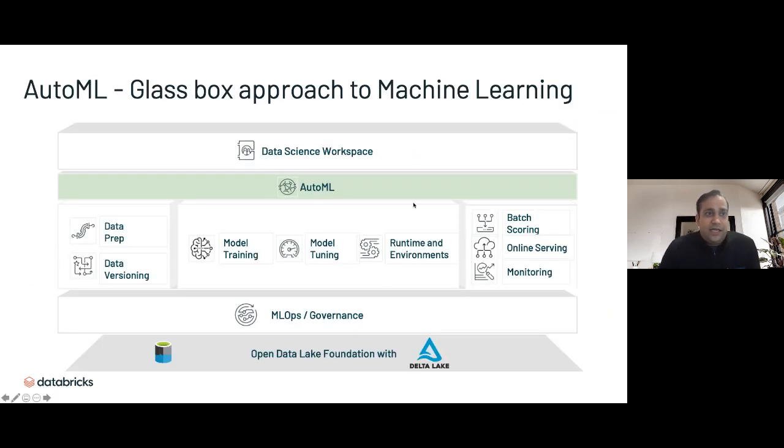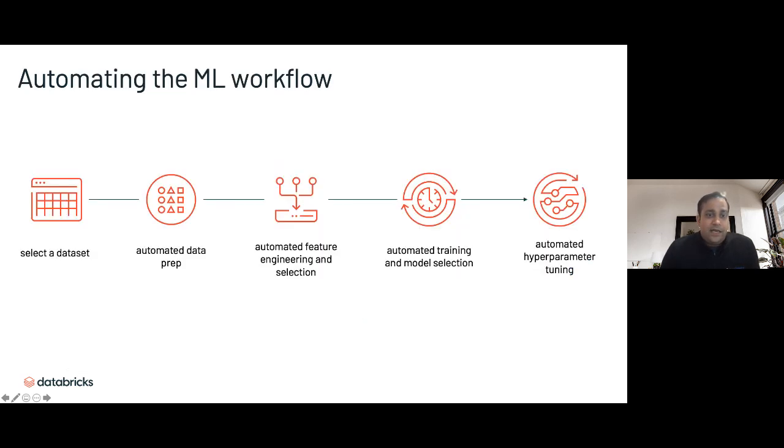And the last part I just want to talk about is AutoML. This is a new feature that came up during the Data and AI Summit this June. And I just want to quickly talk about what AutoML does on Databricks. AutoML on Databricks is basically a glass box approach to machine learning. It helps you automatically apply machine learning to a data set.